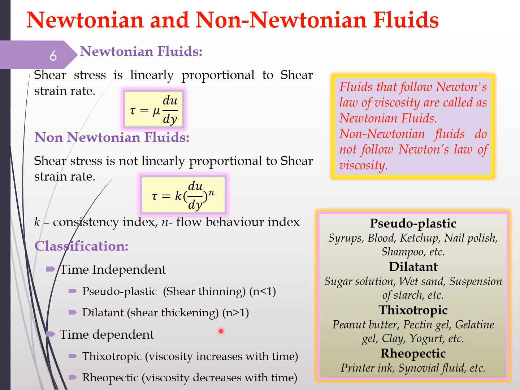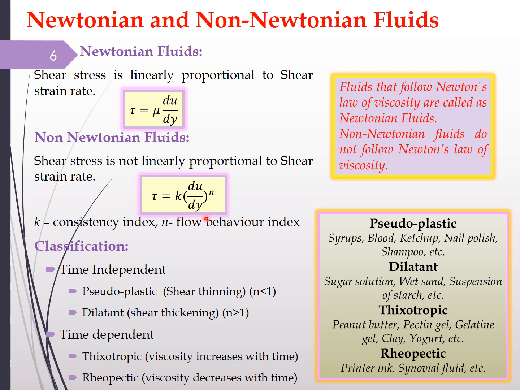Quickly, I will talk about examples of these. We have pseudoplastic fluids; different examples are ketchup, nail polish, and shampoo. Dilatant fluids are wet sand and suspension of starch. Then thixotropic fluids: peanut butter, gelatin, gel, clay. So these are the examples of thixotropic fluids. Rheopectic fluids have examples such as printer ink and synovial fluids. So these are the examples of rheopectic fluids.